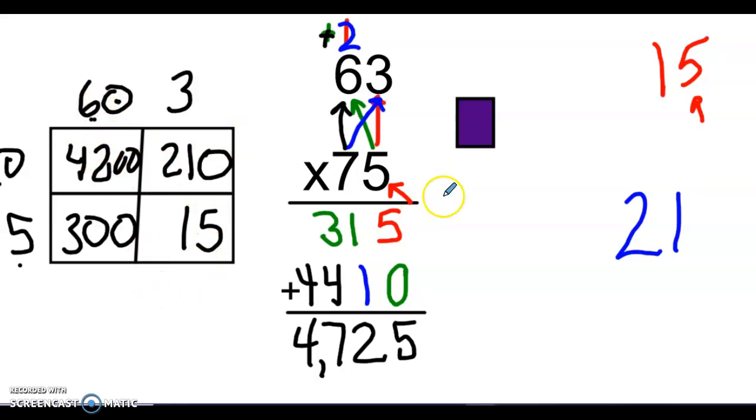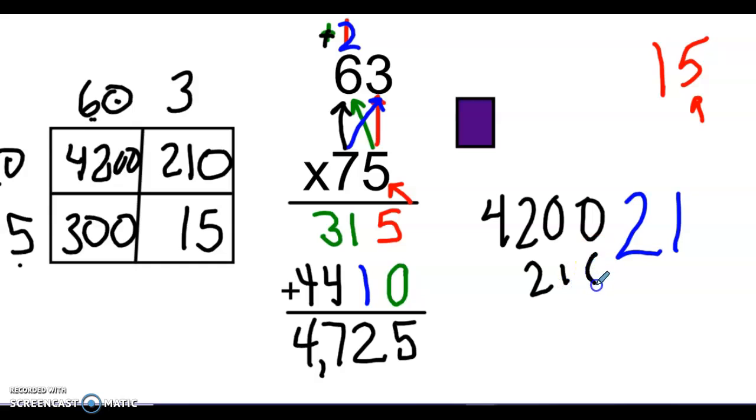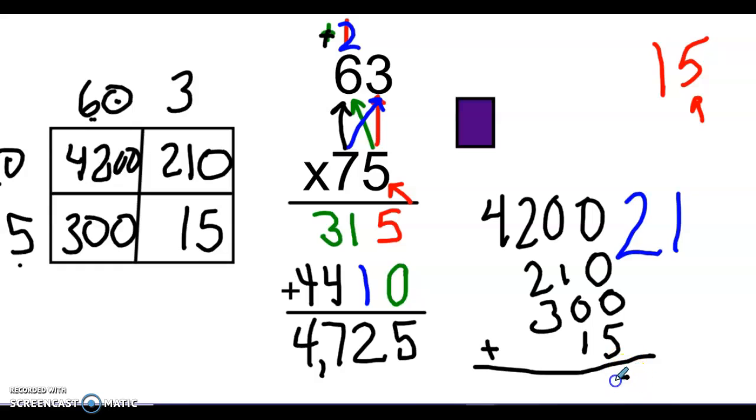So now we take these digits. I don't have enough room there, so I'm going to come over here. Take all of these answers, line them up, and we're going to add them up. And hopefully, if you did your first problem correctly, the answers will match. We have 4,725, and they do.